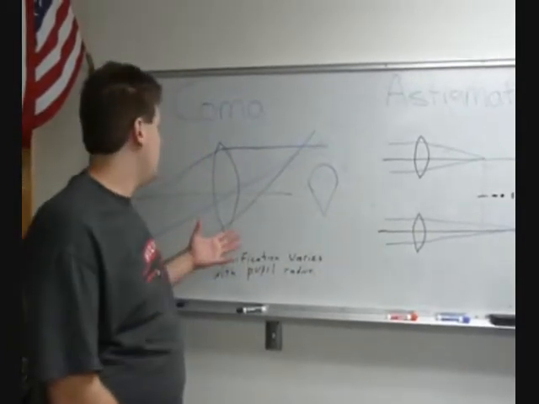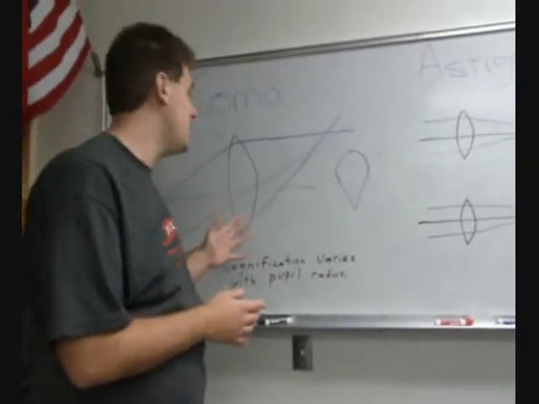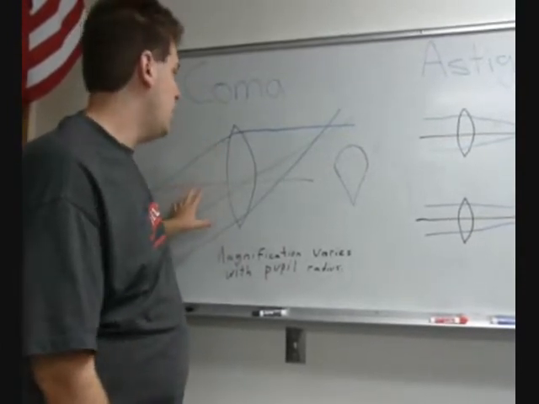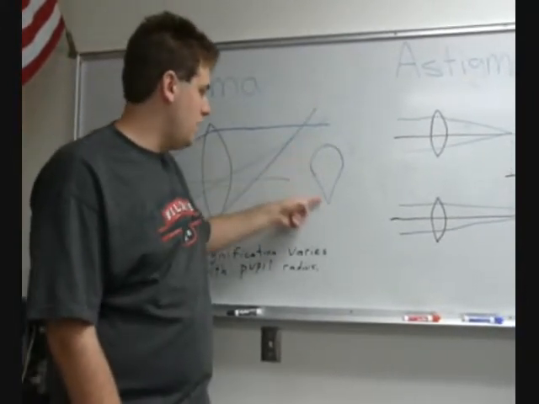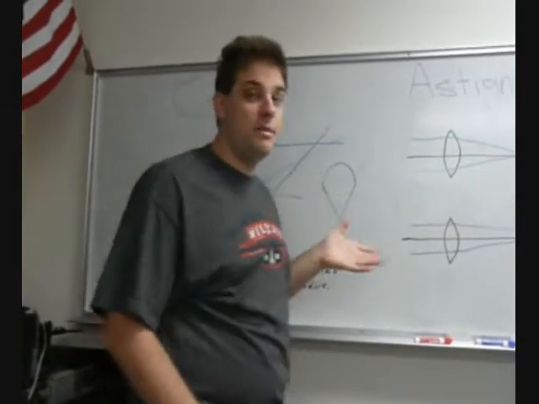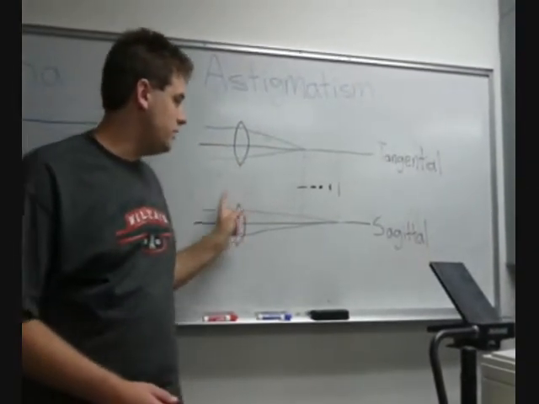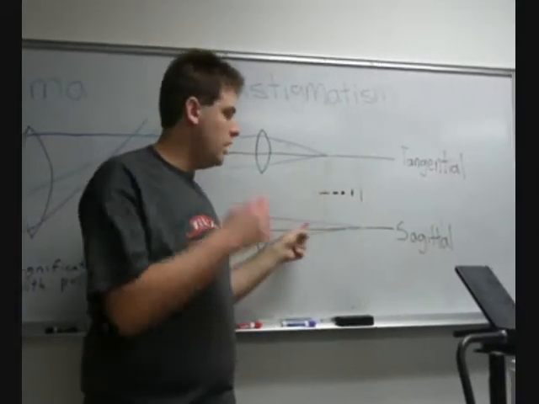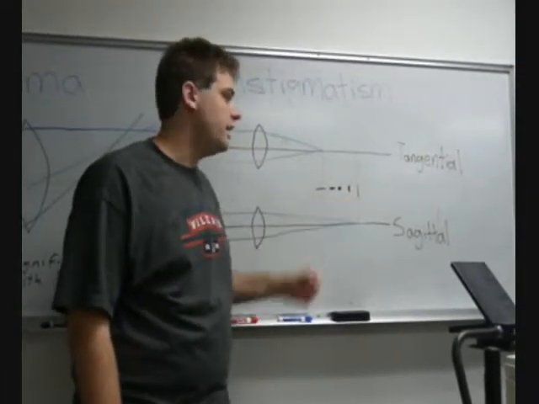So coma is an off-axis aberration, and it results from the magnification varying with pupil radius. What happens is when we have light coming in from some field angle, the rays do not intersect all at one point, and it results in a spot that has this kind of cone shape coming off the bottom of it. And astigmatism is a result of the tangential and sagittal directions of the lenses having different focal lengths. Our spot changes as we move between the two focus points, from having a straight line in one direction to having a straight line in the other direction.